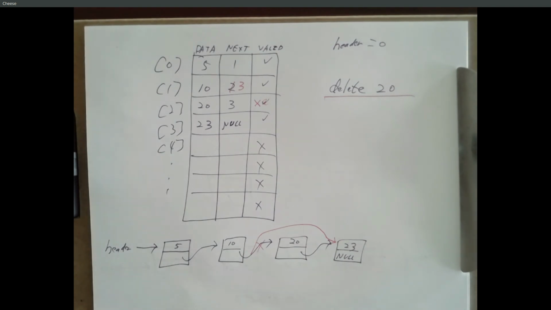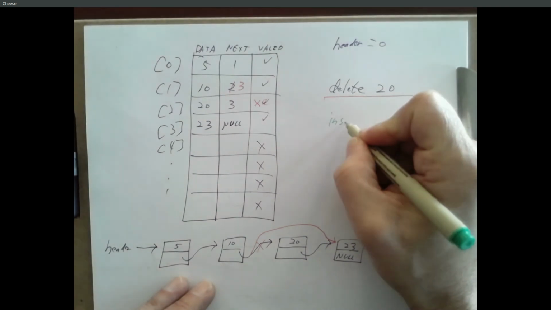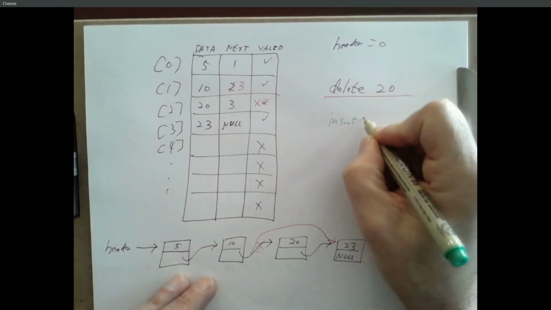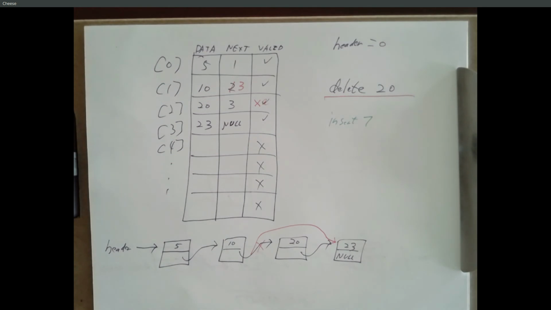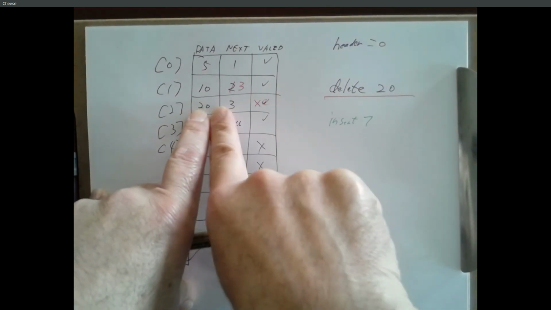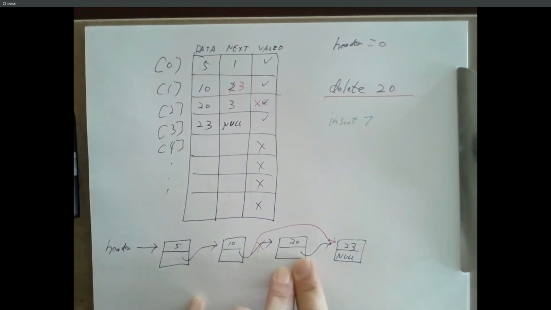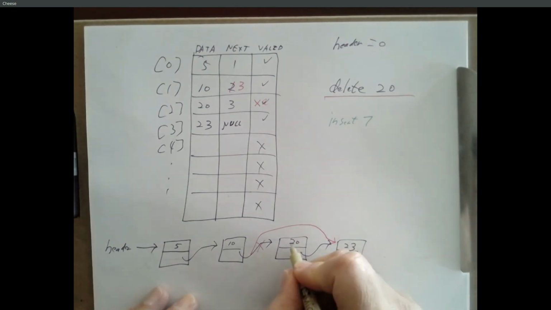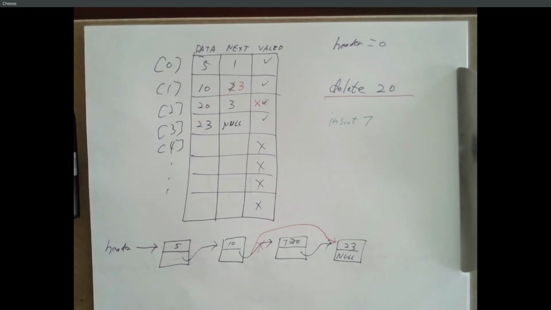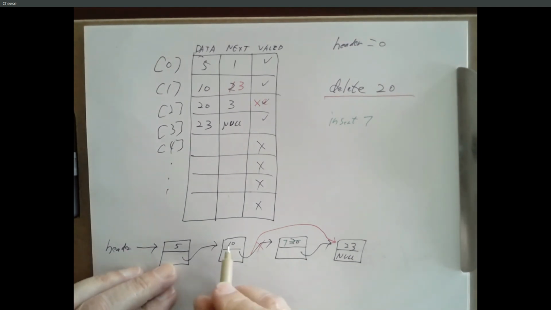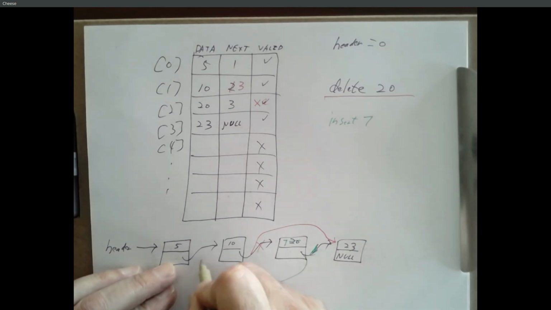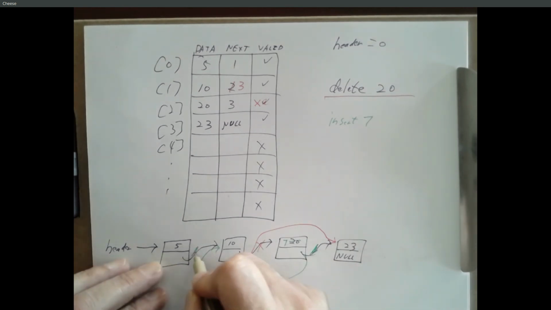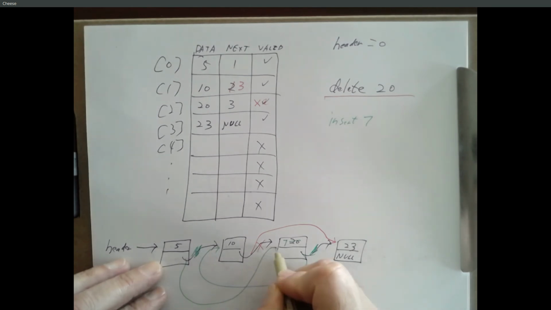Okay, so what does that do for us? Well, suppose now we want to insert a 7. Well, we need to make a new block somewhere, but in fact, this element 2 here is not being used for anything, right? That's this block right here. So we can take this, we can change this to a 7, and it's got to go in between the 5 and the 10. So wherever the 5 is pointing, we're going to change this new block to point there. And then we're going to change the 5 to point to our new block.